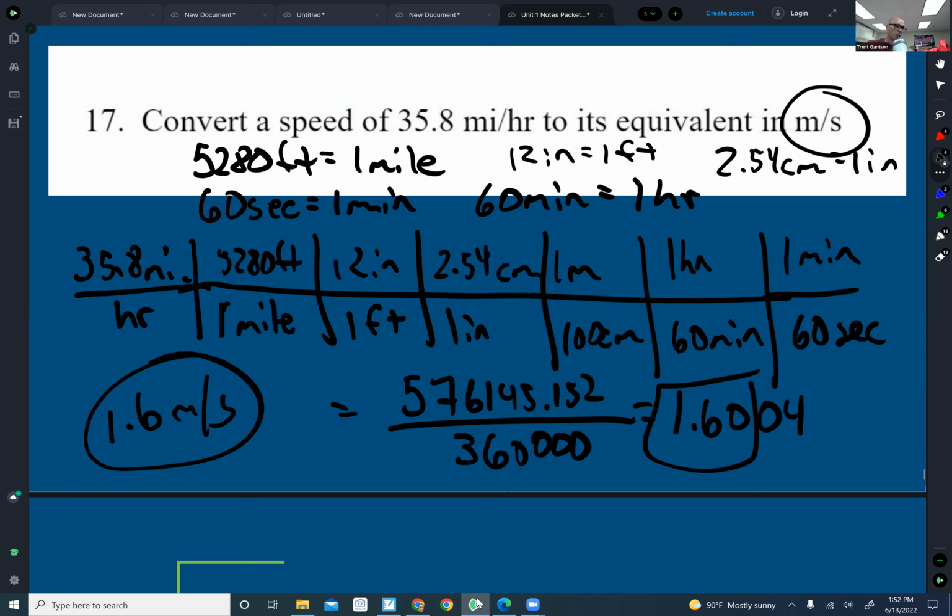But if you think about it, I'm about 1.5 meters. So in 1 second, this object is going past my height. That's pretty fast.